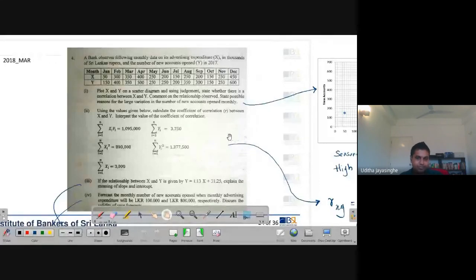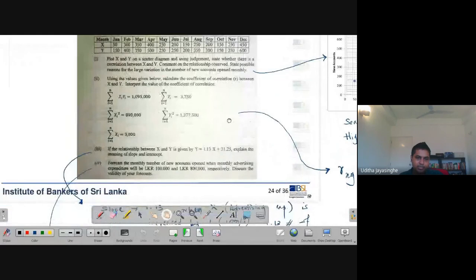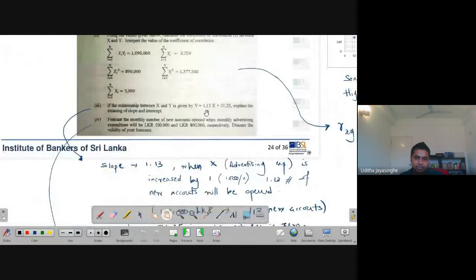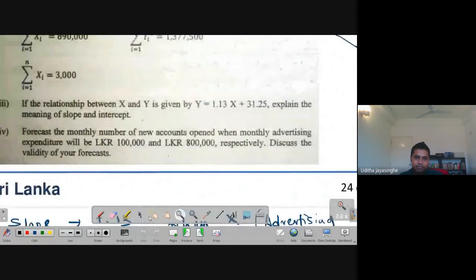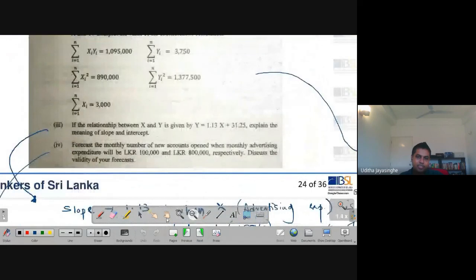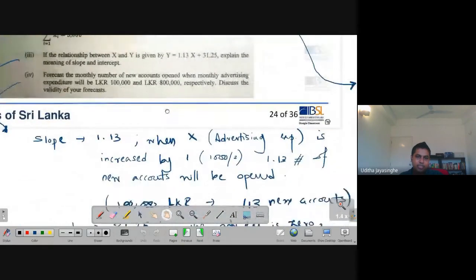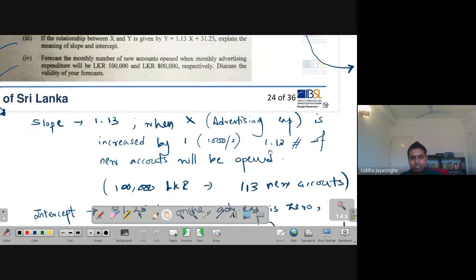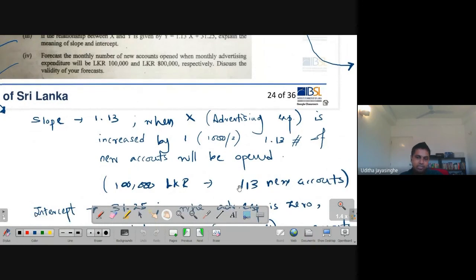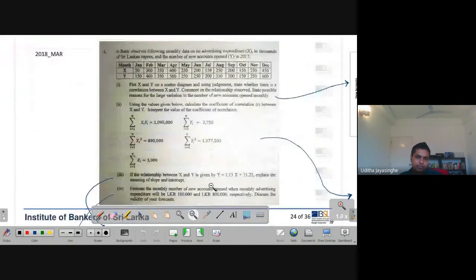Two different things. Third part, if the relationship between x and y is given by this particular equation, explain the meaning of slope and intercept. Slope 1.13: when x, the advertising expenditure, is increased by 1, or 1000, 1.13 accounts, or casually approximately one account, will be opened. Or you can say it in other words also, for 100,000 LKR, 113 new accounts will be opened.